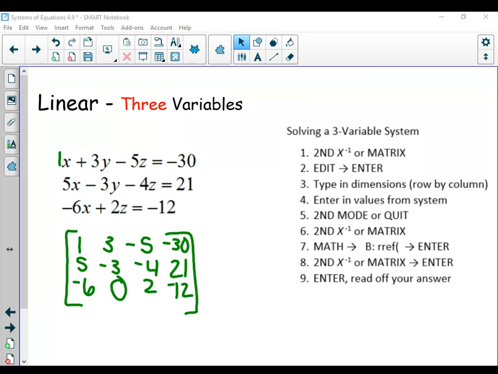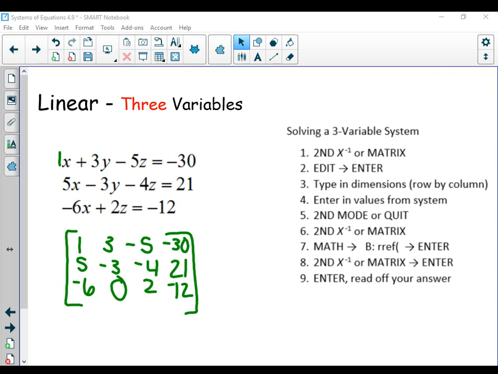Once you have your matrix plugged in, go to second quit. Go back into matrix. Go over to math. Now, I had a group of students that coined the phrase double ref for the next part. You scroll down, or you can actually scroll up. It'll take you less time. Notice how there's an REF and there's an RREF. We're going to use the RREF, what they call the double ref.